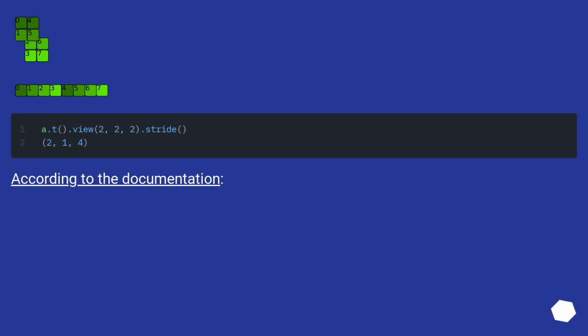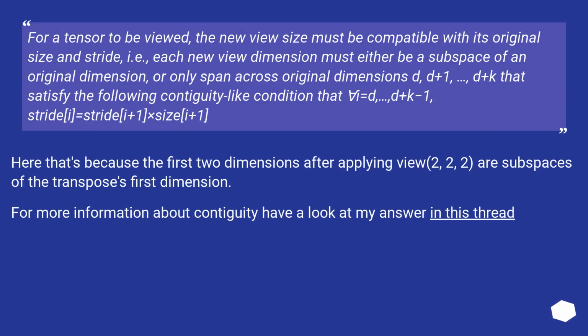According to the documentation, for a tensor to be viewed, the new view size must be compatible with its original size and stride, i.e. each new view dimension must either be a subspace of an original dimension, or only span across original dimensions d, d+1, ..., d+k that satisfy the following contiguity-like condition: for all i = d, ..., d+k-1, stride[i] = stride[i+1] × size[i+1]. Here that's because the first two dimensions after applying view(2, 2, 2) are subspaces of the transpose's first dimension. For more information about contiguity, have a look at my answer in this thread.